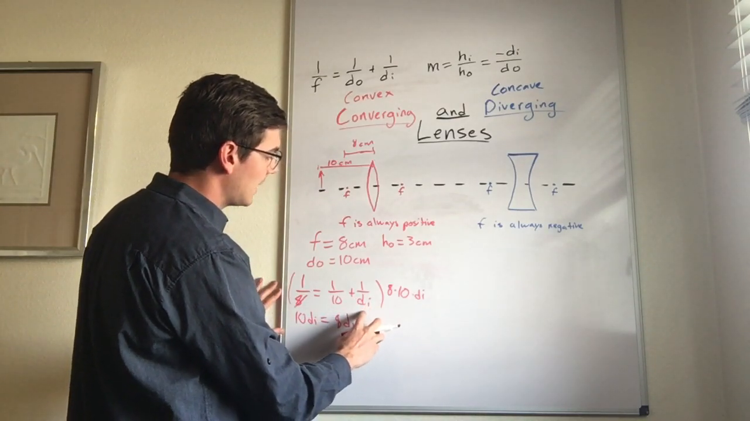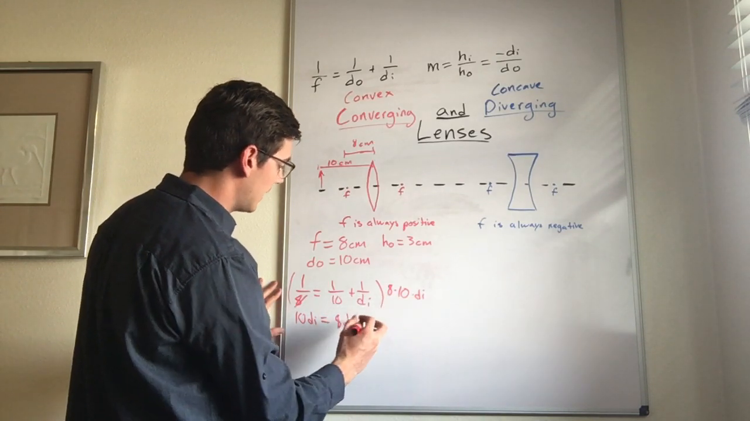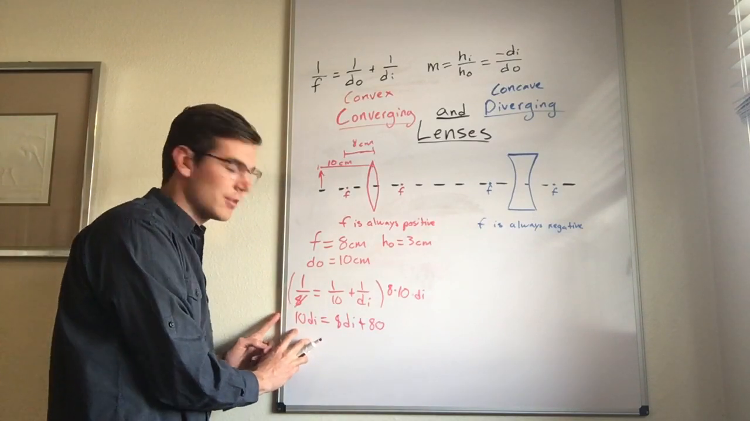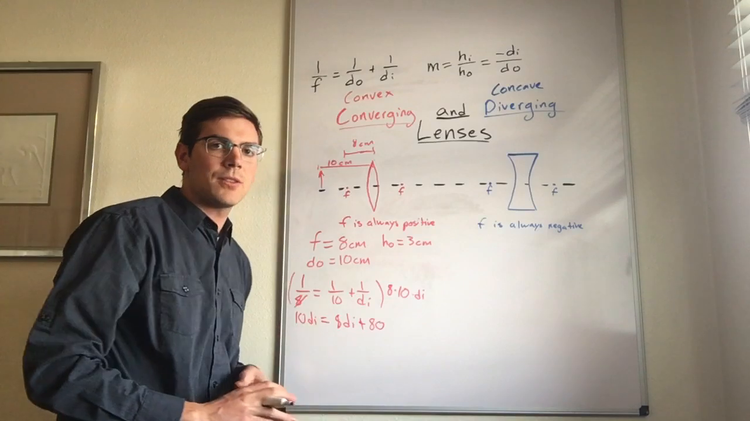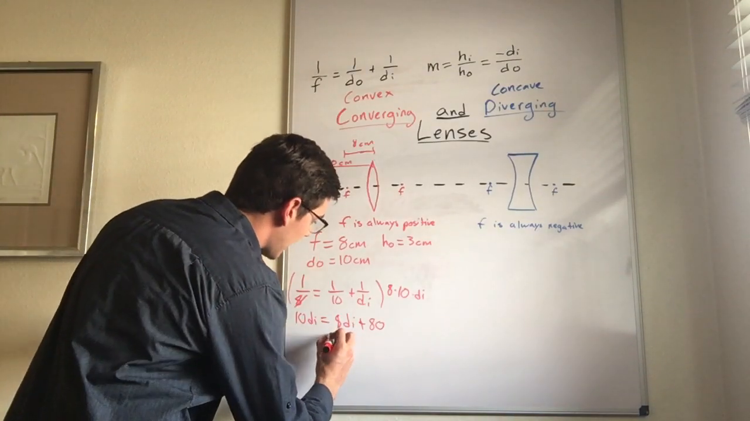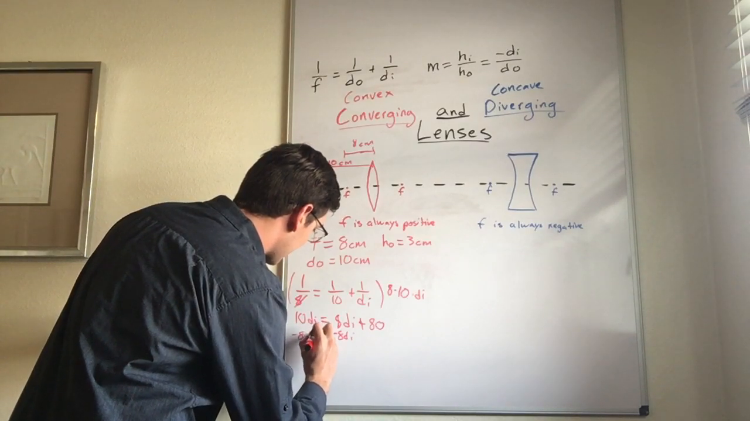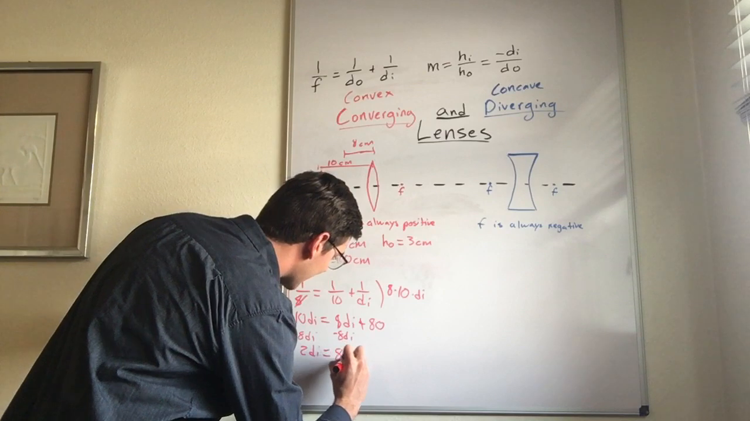And then if you're doing di times 8 times 10 times di, you're just going to get 8 times 10, which is 80. So this is the equation that you're left with: 10 di equals 8 di plus 80. Then it's really easy to solve. You just subtract 8 di. So you have 2 di equals 80.